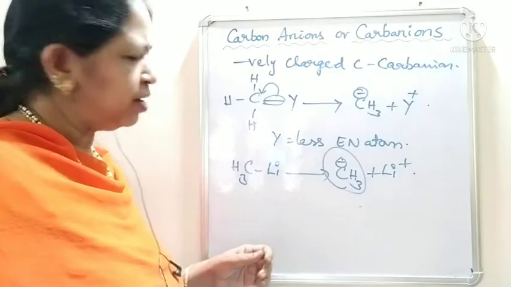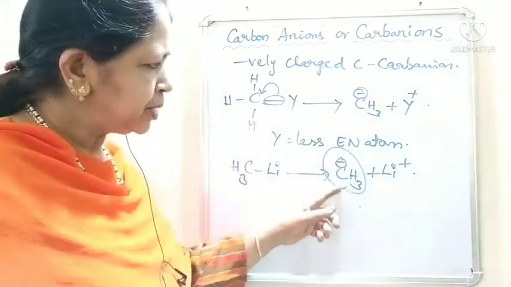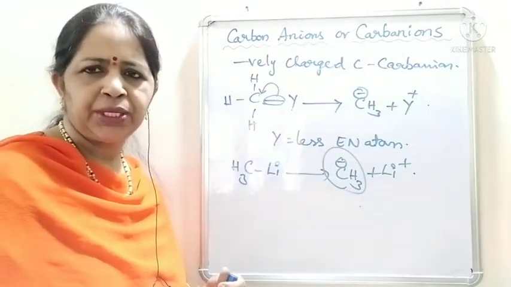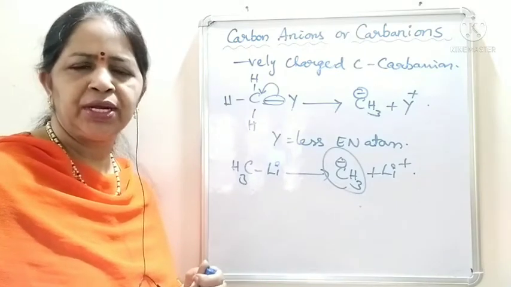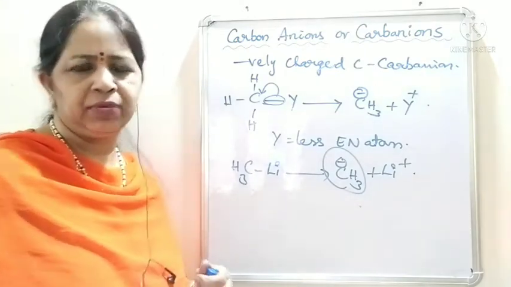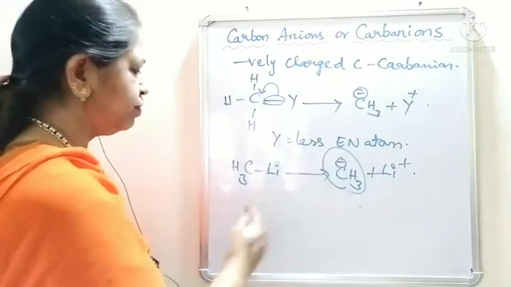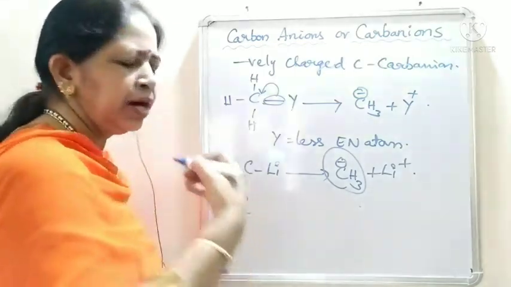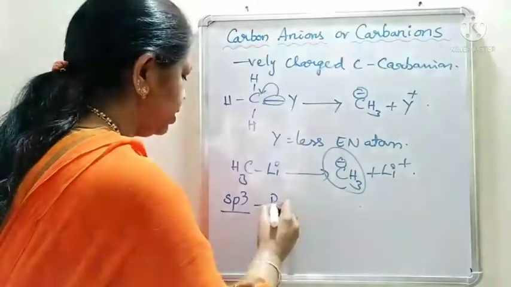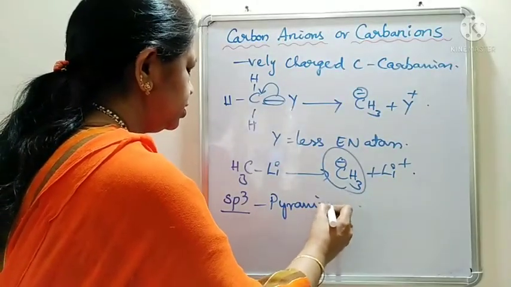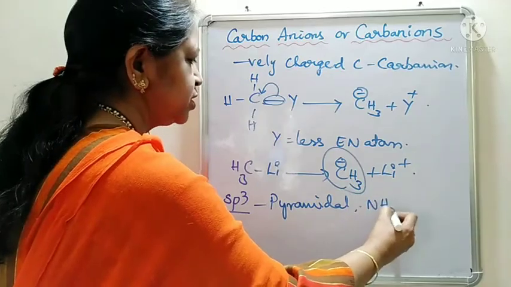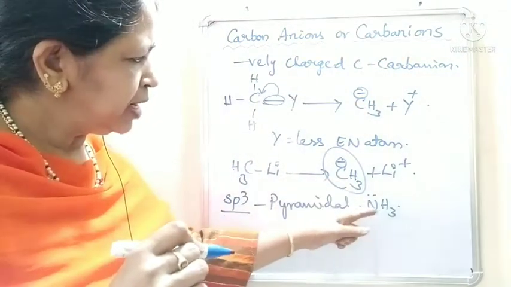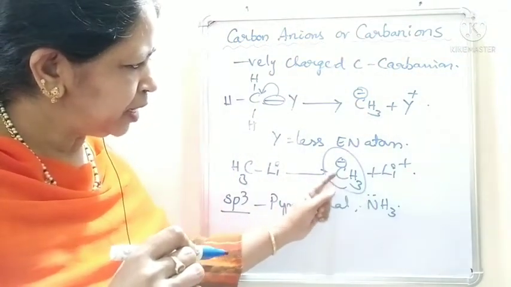Coming to the structure of carbanion. In this, carbon undergoes sp3 hybridization. In carbonium ion formation, carbon undergoes sp2 hybridization and the shape is planar. But in carbanion formation, carbon undergoes sp3 hybridization and the shape of the molecule is pyramidal. It resembles the structure of ammonia, NH3 with a lone pair, which is CH3 with a negative charge.